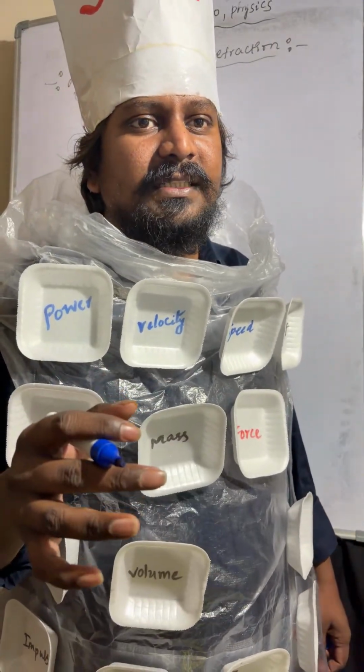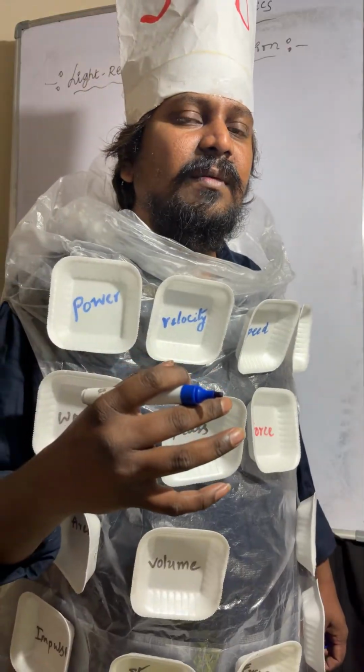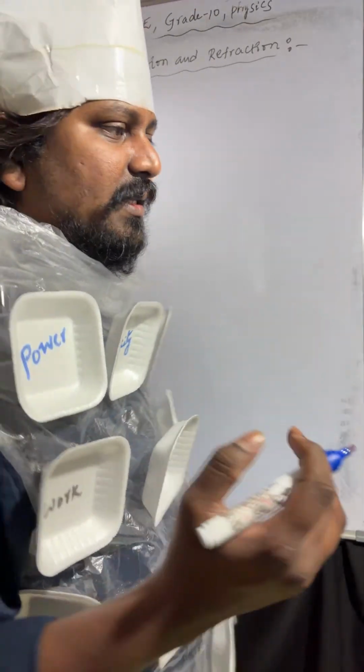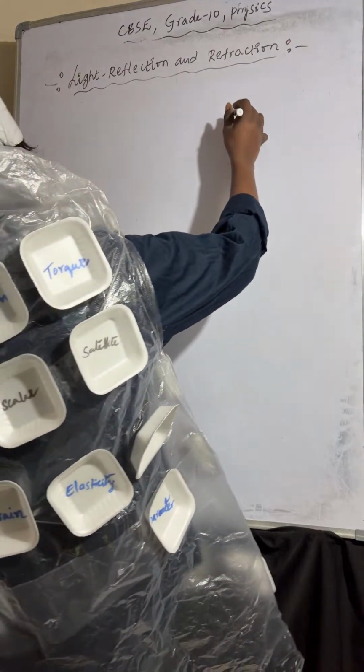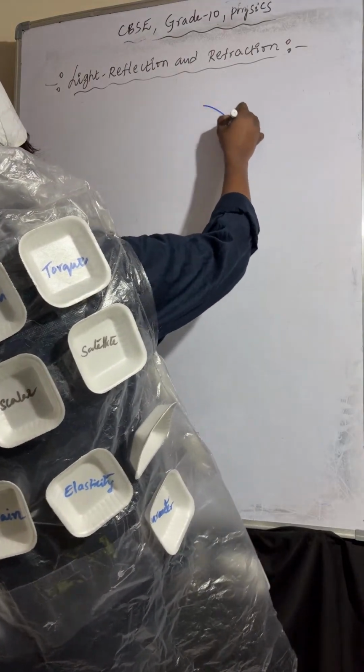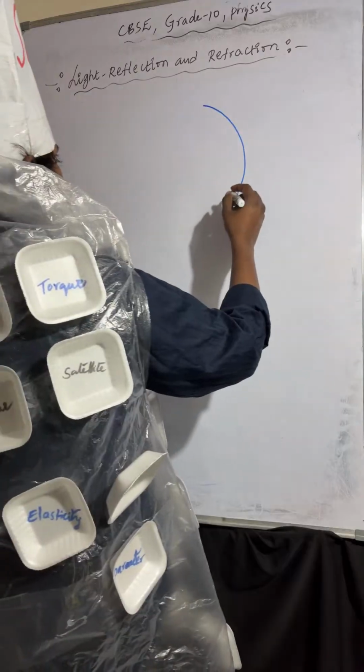So till now we discussed plane mirrors. Now we will discuss spherical mirrors. Let's start. A mirror in the form of a curved shape is called a spherical mirror.